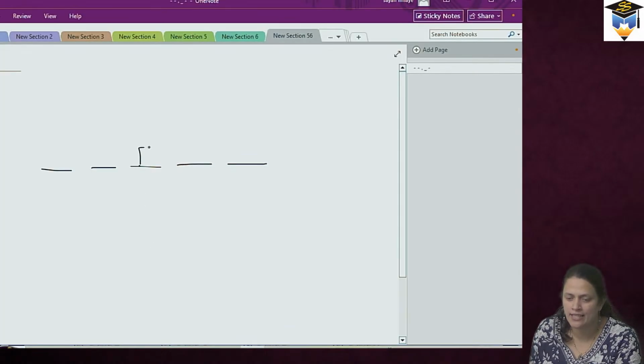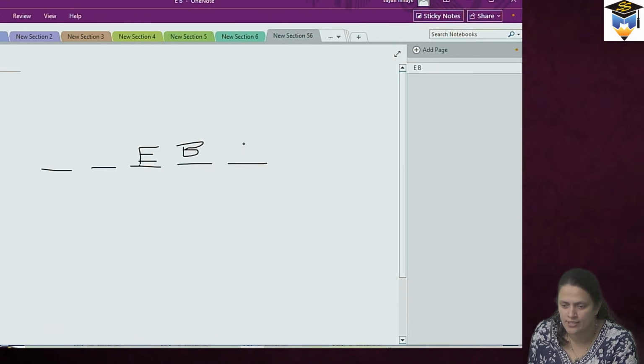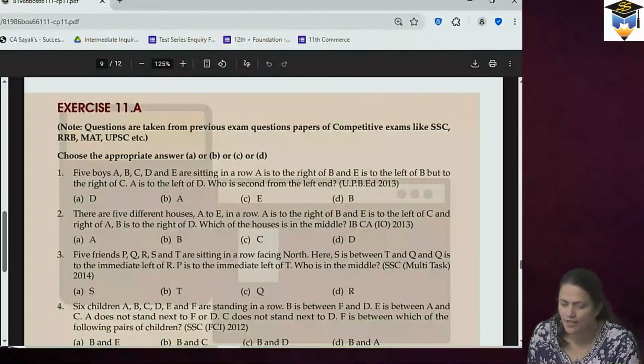So let's say if I place E here. E is to the left of B, so I will place B here. A is the right of B, so this is A. So A is sitting to the right of C. Correct?